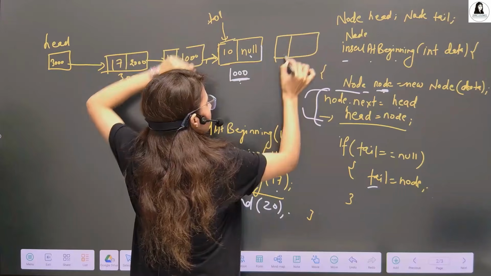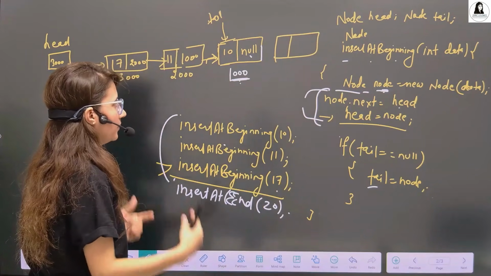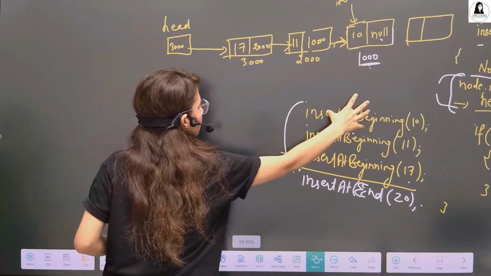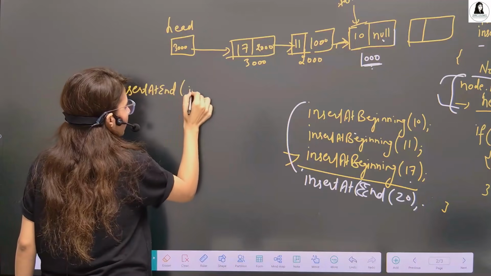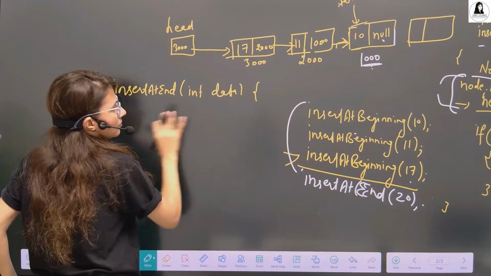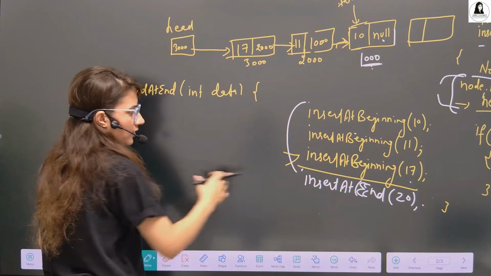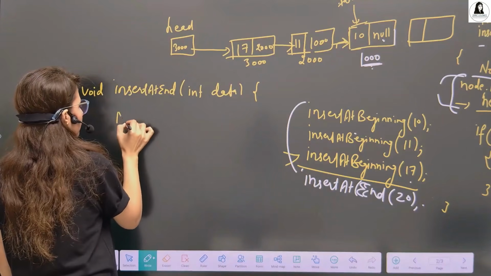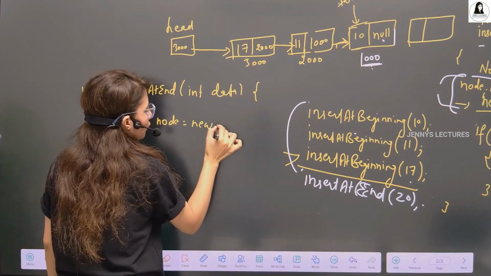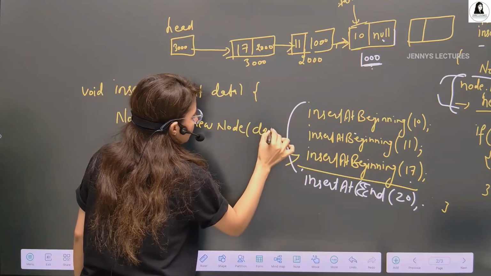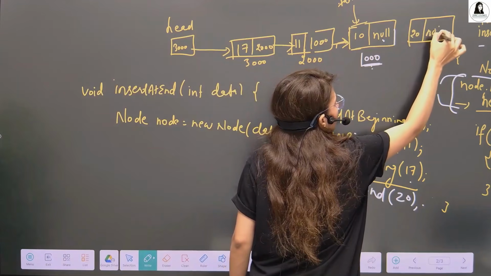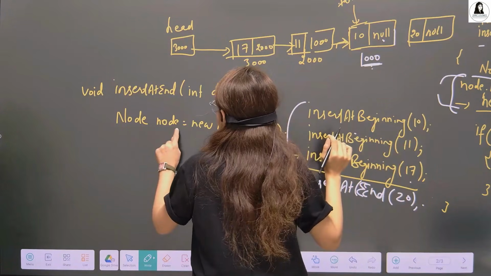So first, same, we will be defining a new method, and it will not return anything, so void. Now suppose I have created this node. Let's name it node and create a new node, passing the data that is 20, and here I am having null. We are having this node.